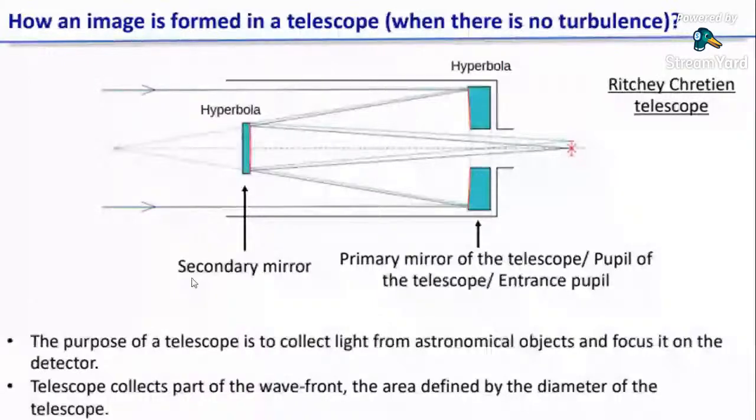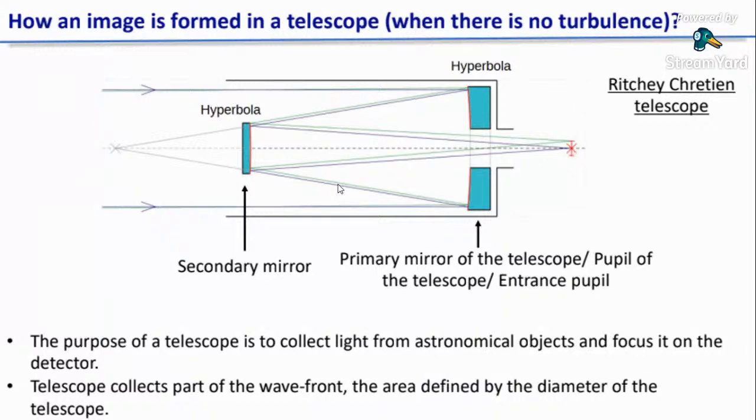So the telescope collects the part of the wavefront, the area defined by the diameter of the telescope. How much light the telescope will collect is determined by the aperture, the diameter of the primary mirror of the telescope. The larger the aperture of the telescope, the more light it will gather. So we prefer telescopes of larger aperture to gather more light.